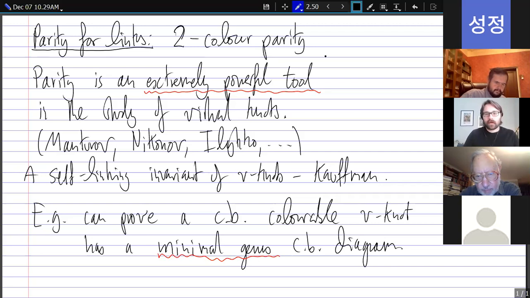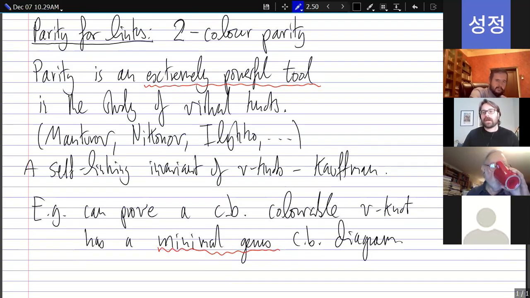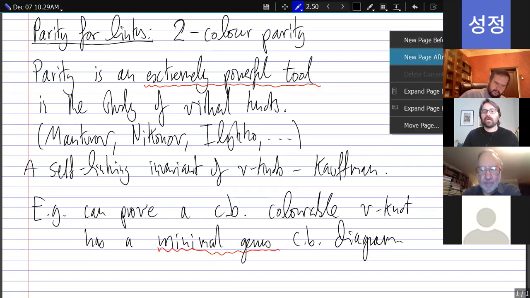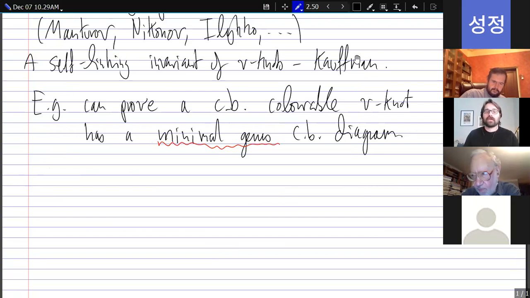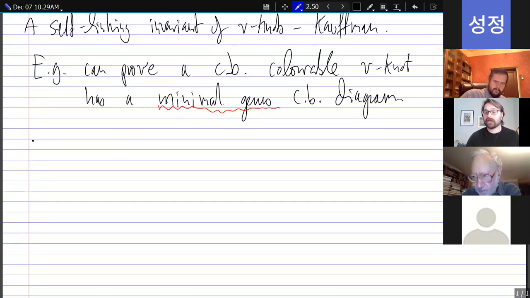And I want to stress that this isn't the case for virtual links. And it's an important problem to prove or extend parities to virtual links, because, as I hope I've given you a tiny flavor of, parity is extremely useful when studying virtual knots, and one would dearly love to be able to extend that power to virtual links.